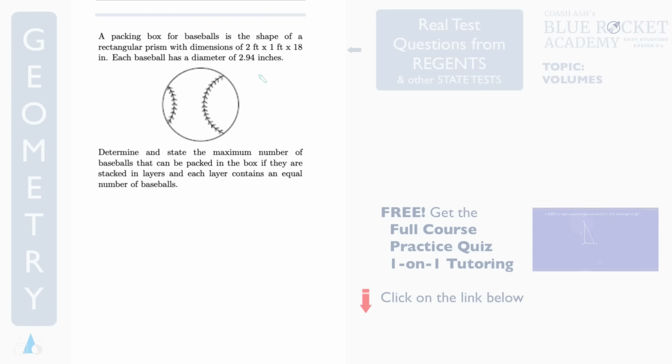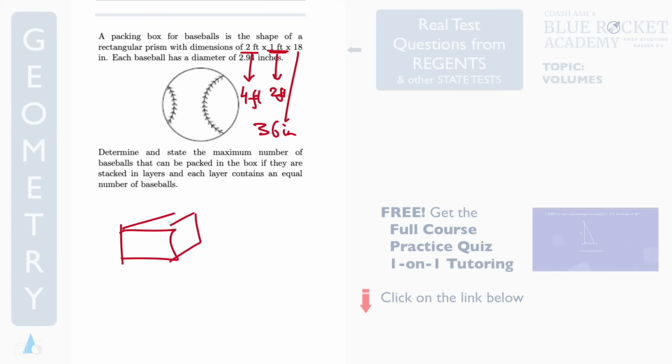Now you try this very similar problem, but I've changed it. Instead of 2 feet, I'm going to double this and make it 4 feet. Instead of this second dimension being 1 foot, I'm going to make it 2 feet. And this 18 inches over here, I'm going to make it 36 inches. So every single part of the box I've doubled. So it basically got doubled.